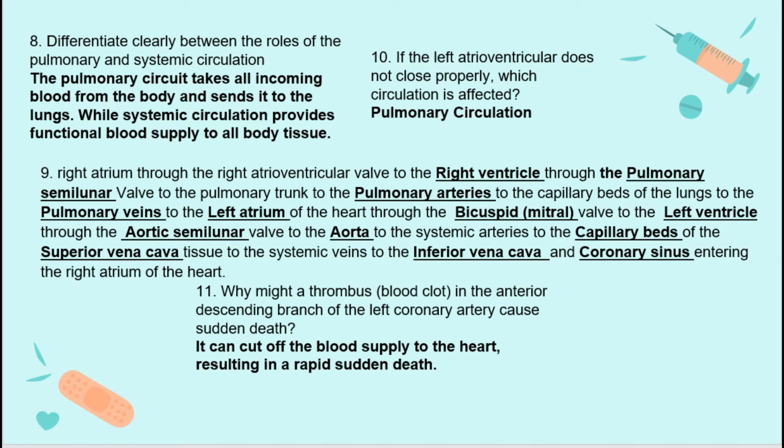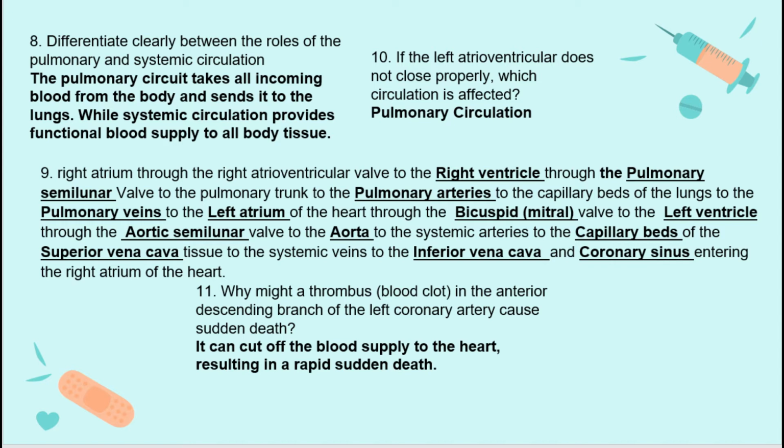Our answer is the pulmonary circuit takes all incoming blood from the body and sends it to the lungs, while the systemic circulation provides functional blood supply to all body tissue. For number 9, it consists of 13 items.